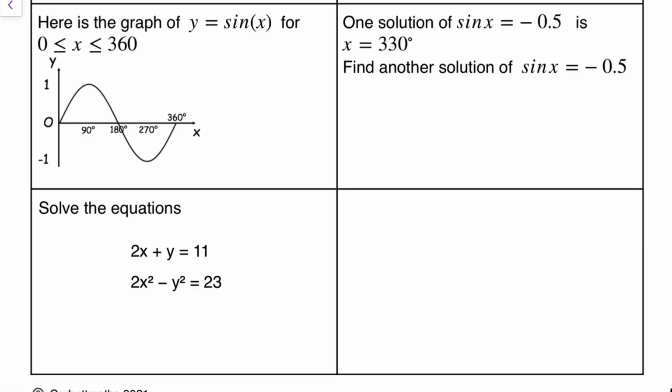Next one. Here's a graph of y equals sine x. It is indeed between 0 and 360. Then it says one solution. Right, okay. So what it's saying is I've got a solution here, and I'm roughly approximating it as 330. The question says find the other solution, and it's going to be this solution here, isn't it?